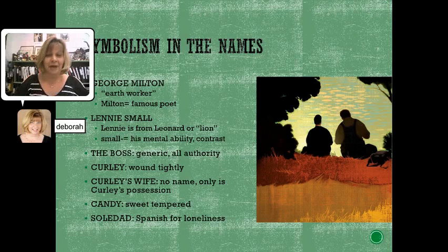Now, the names in the story are actually very deliberate. I know we've talked about Curly's wife and asked, what's Curly's wife's name? Couldn't Steinbeck, isn't he a good enough writer to think of a name for this character? But each one of the names actually fits the character really well if you break them down a little bit.